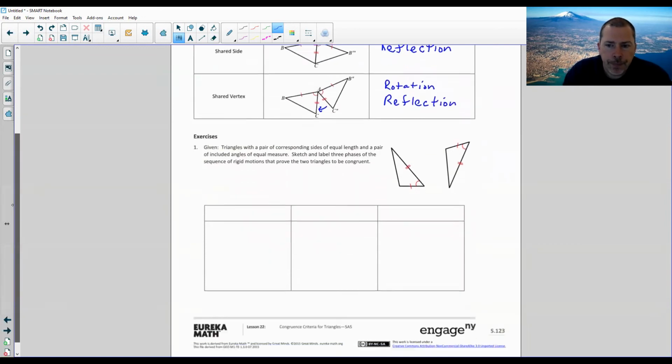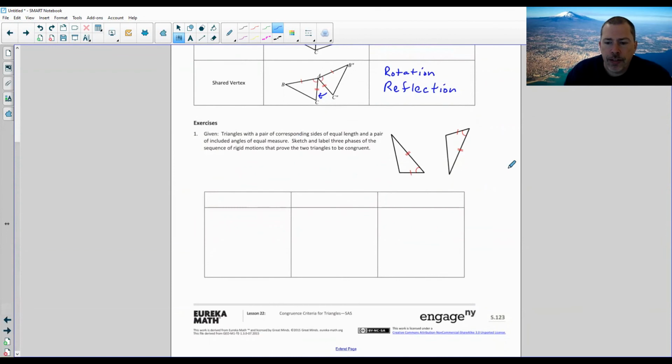Okay. Exercise. So now it's your turn. You're given triangles with a pair of corresponding sides of equal length and a pair of included angles of equal measure. So here they are. This side is congruent to this side. The side with these two marks is congruent to this side with these two marks. And this angle is congruent to this angle. The angle is included in the sides on both. So that is SAS. So it says sketch and label 3 phases of the sequence of rigid motion that prove 2 triangles are congruent. Okay.